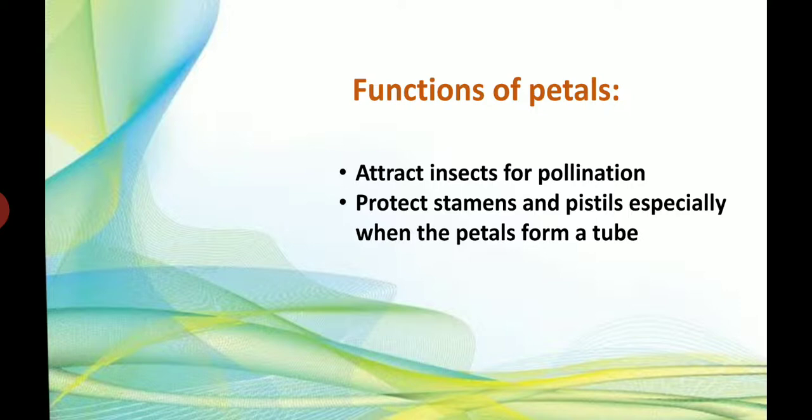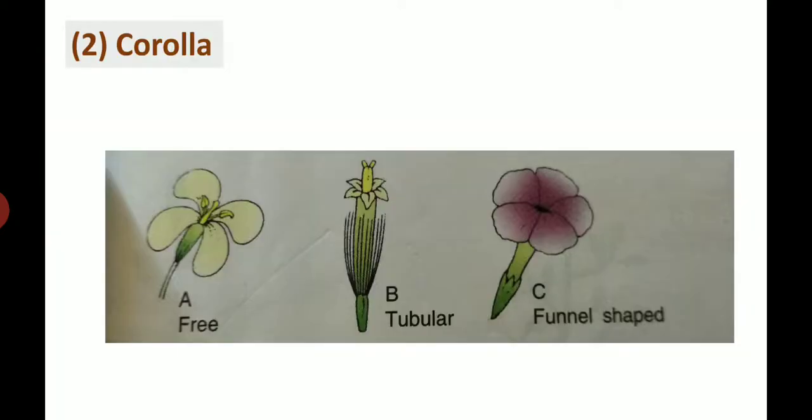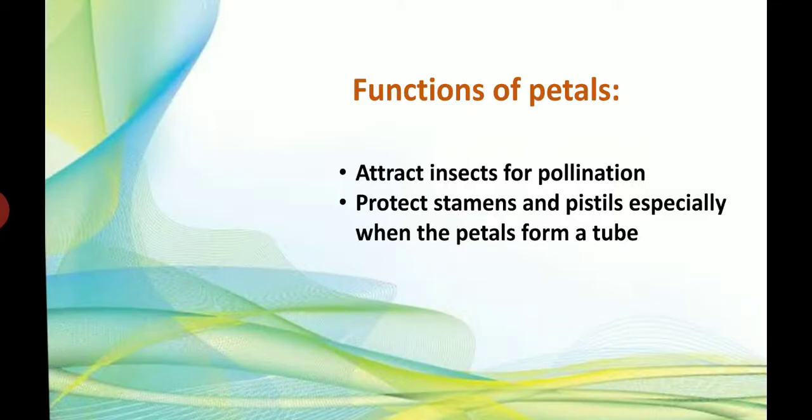Apart from that, they also protect the stamens and the pistils, the reproductive parts. Especially when they form a tubular or tube-like structure, the petals protect the stamens and the pistils of the flower. So these are the functions of petals.